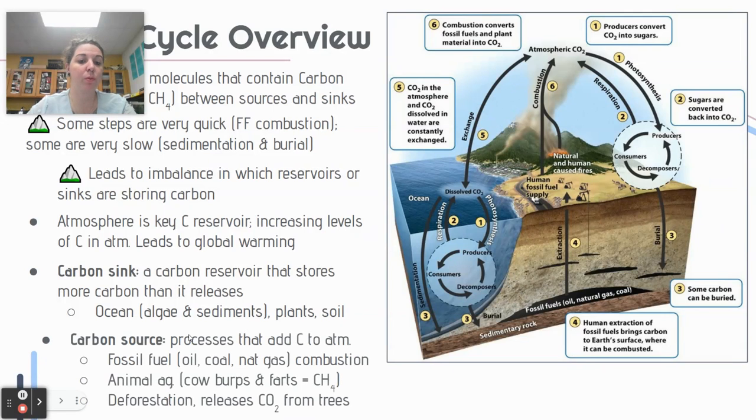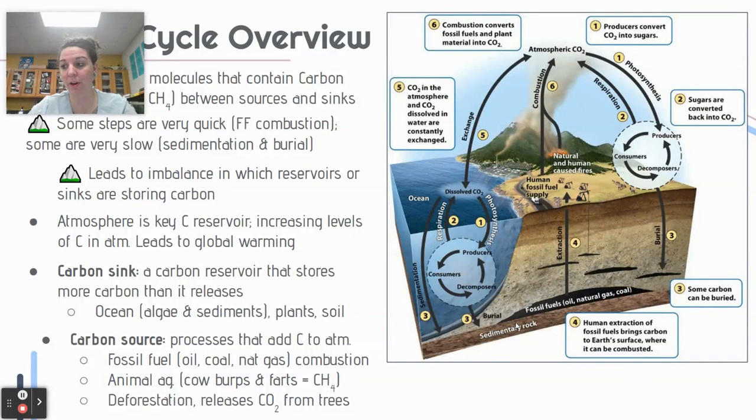And then we have carbon sources. So those are going to add carbon to the atmosphere. Our examples there would be fossil fuel combustion, animal agriculture from cows, really, okay, is the big one. It's not just cows, but cows contribute the most. So when they burp and when they fart, they release a lot of methane. And then deforestation, that's going to release carbon dioxide from trees, okay?